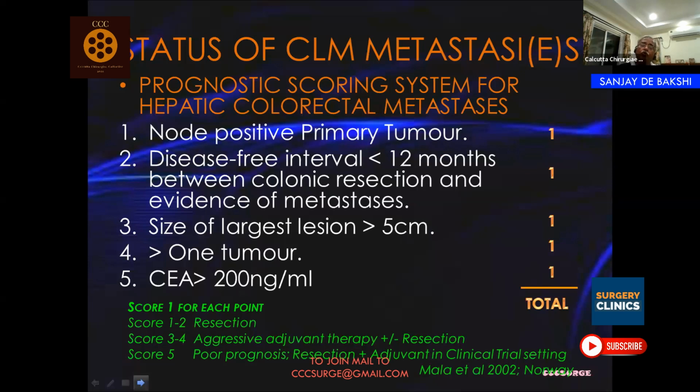If the score was 1 to 2, you went in for resection. If it was 3 to 4, you went for aggressive adjuvant therapy plus or minus resection. If it was a score of 5, poor prognosis, resection plus adjuvant only in a clinical trial setting. Otherwise you would try and avoid. That was way back in 2002, almost 18 years ago.